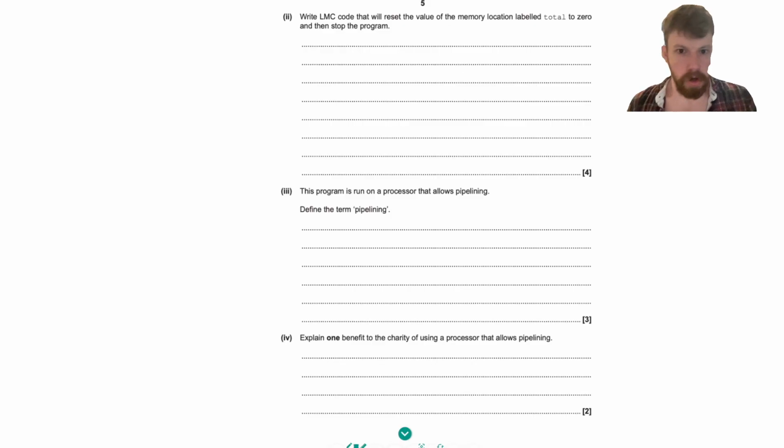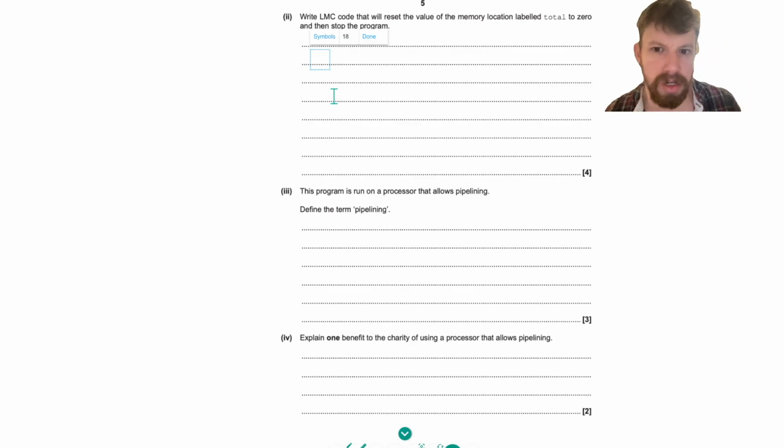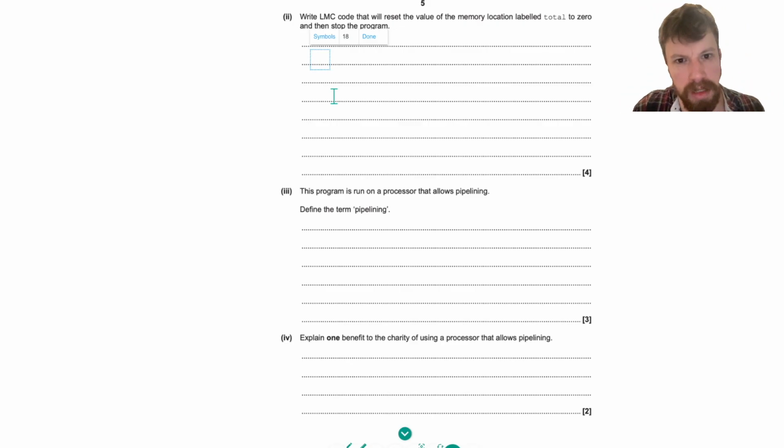Okay. So onto this now. So the next page. Write an LMC code that will reset the value of a memory location labeled total to 0 and then stop the program. So we will have a memory location. We'll probably have a label which will be associated with 0.